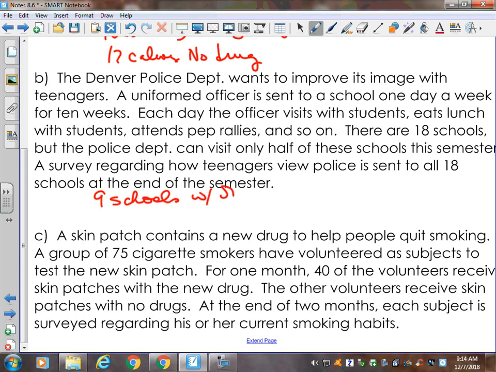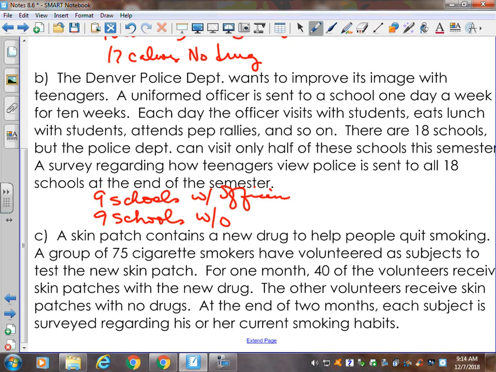with an officer, and you've got 9 schools without. And we're meant to survey all of them. So that's a 2 treatment.